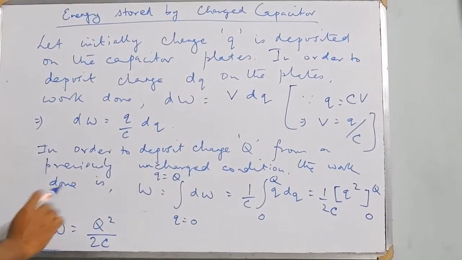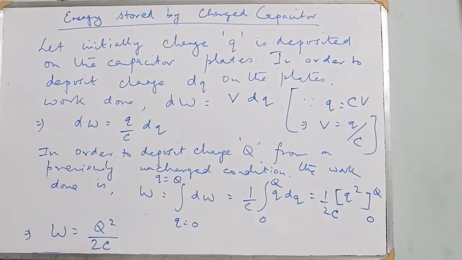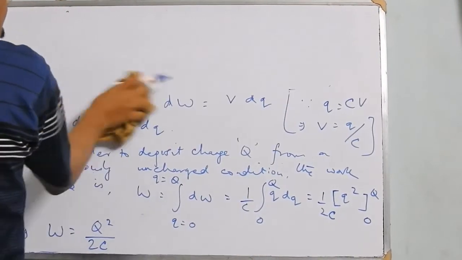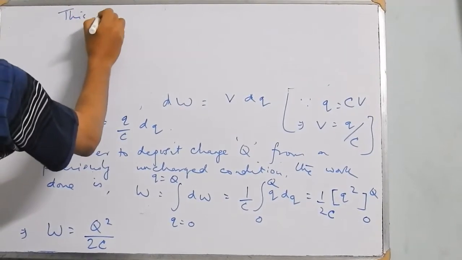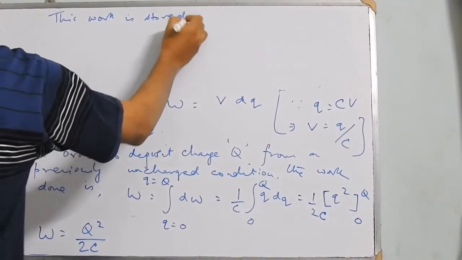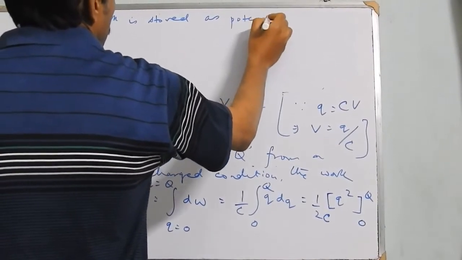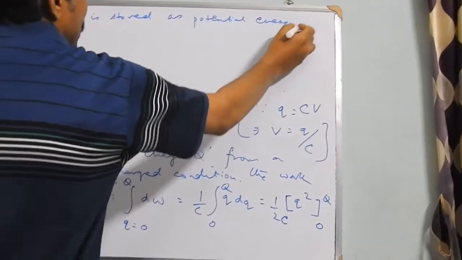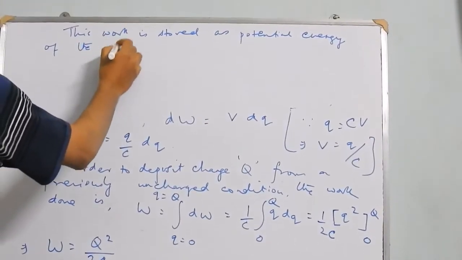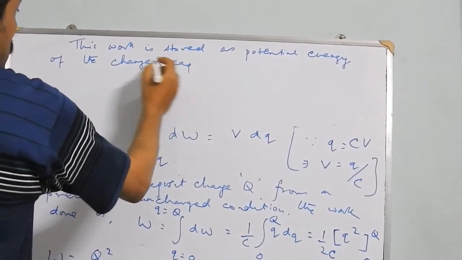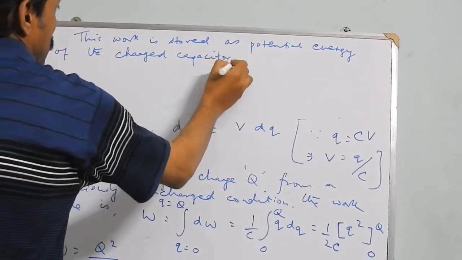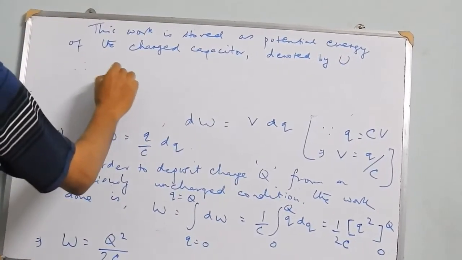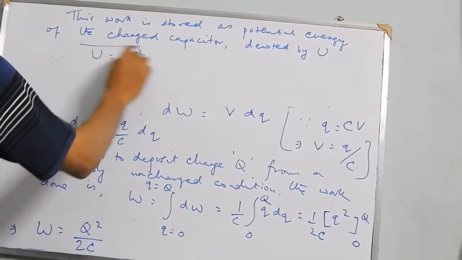This work will be stored as potential energy of the plates and it will be denoted by capital U. This work is stored as potential energy, electrostatic potential energy to be precise, of the charged capacitor, which is generally denoted by capital U. So therefore, that U will be Q square by 2 into C.